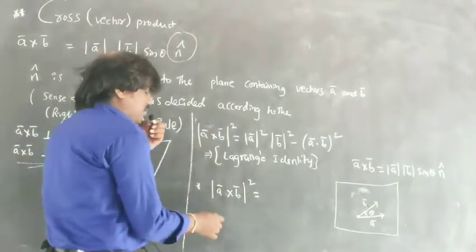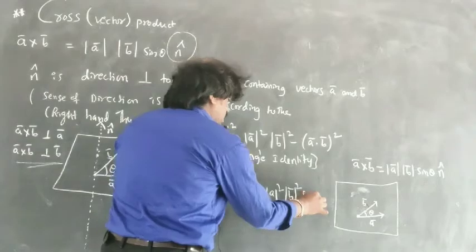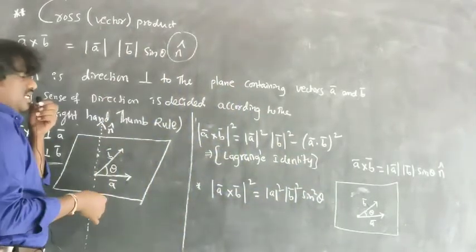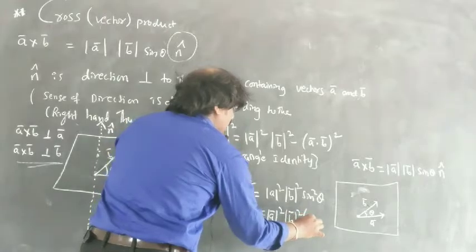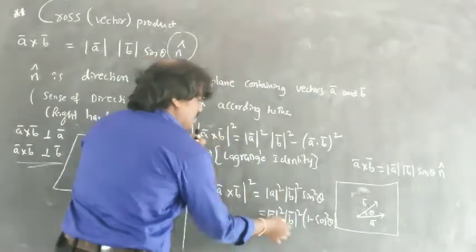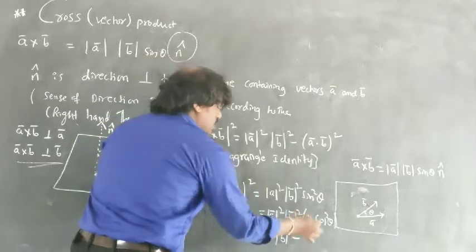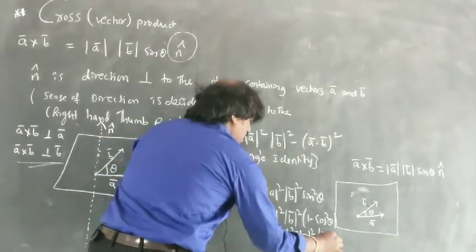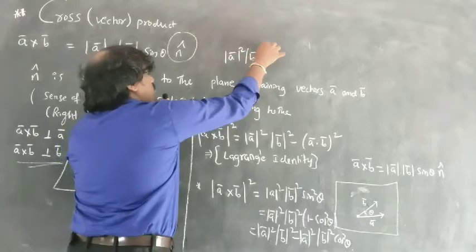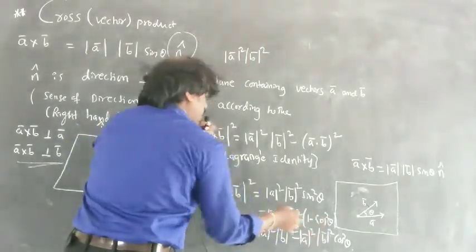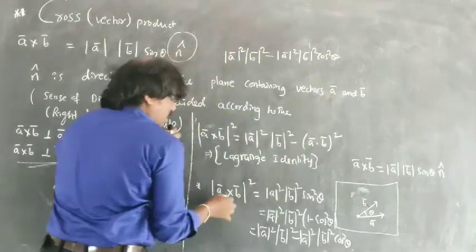So A cross B whole square can be written as mod A square mod B square sine square theta, according to the rule of the cross product. Now sine square theta I can write as 1 minus cos square theta. After multiplying inside, I get mod A square mod B square minus mod A square mod B square cos square theta. Hope you understand. That is A cross B whole square.